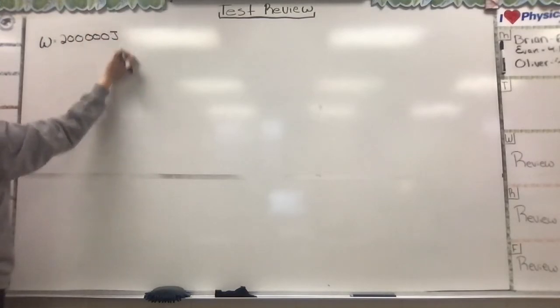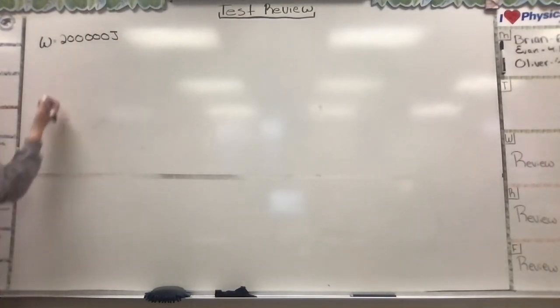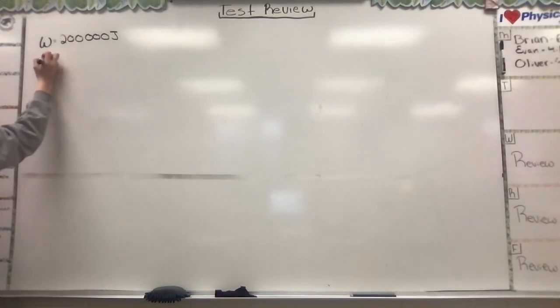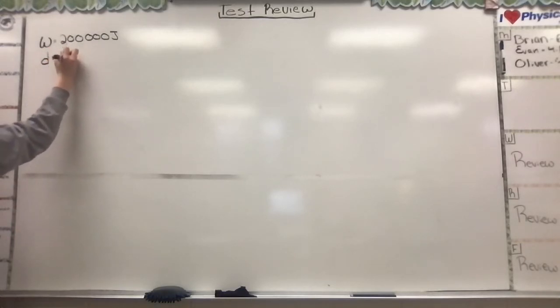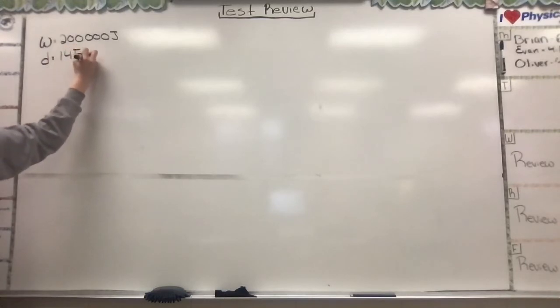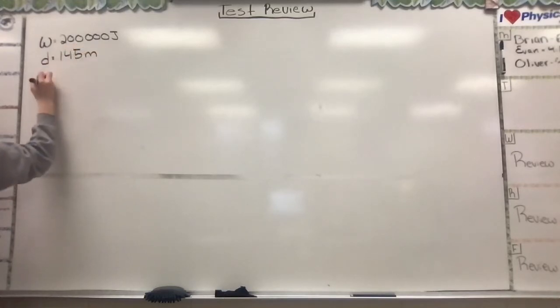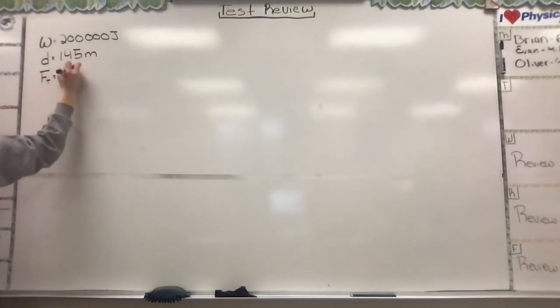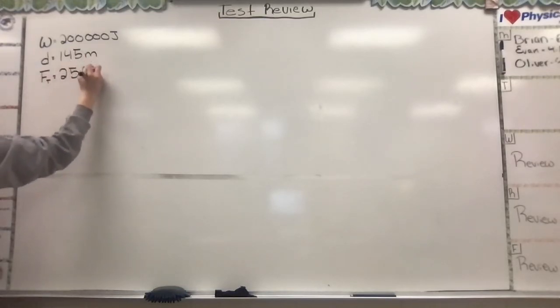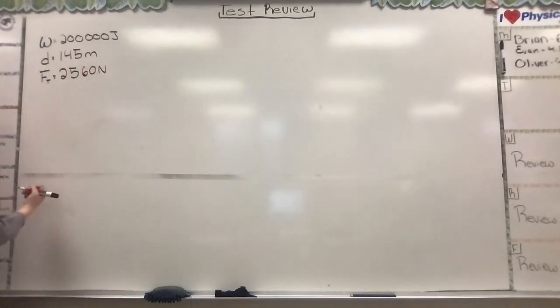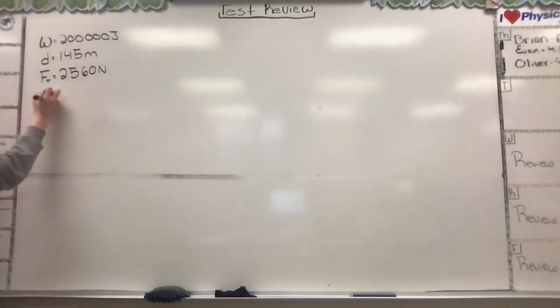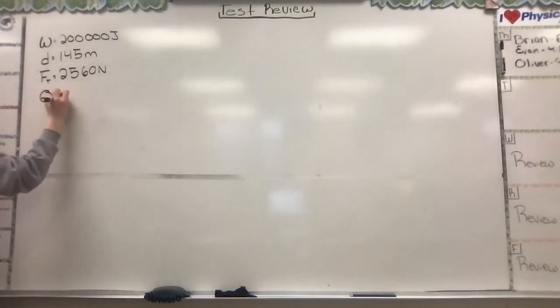I'm about to put that in. Okay, what else do we have? The distance, 145 meters. What else? 2,560 newtons. Is there anything else we're given? What's the angle? Well, that's what we're asked to find. Were we given anything else to get us there?